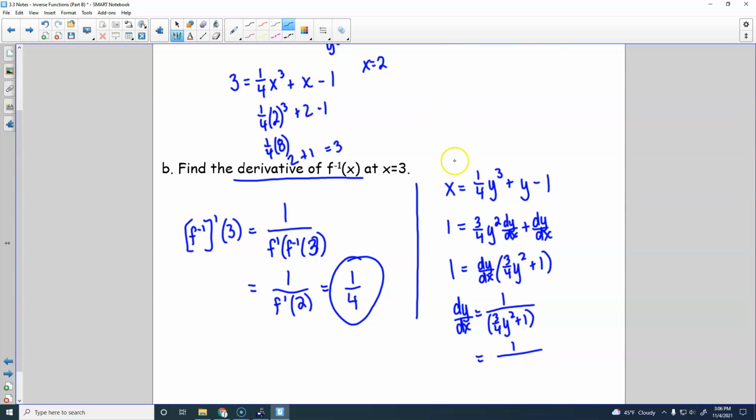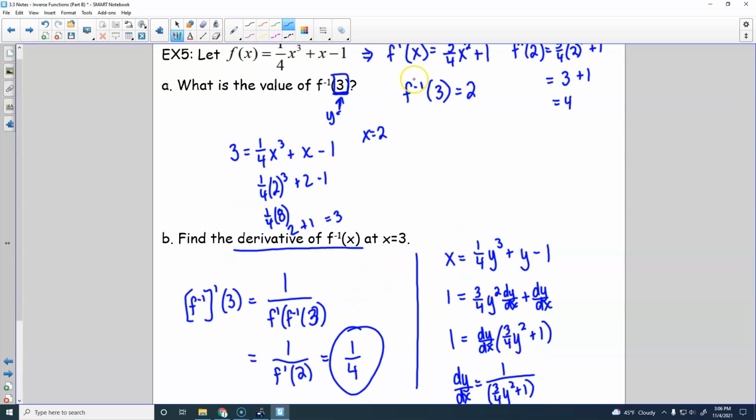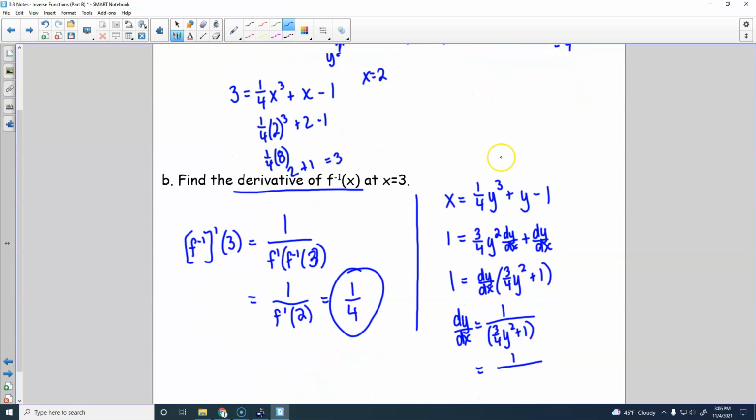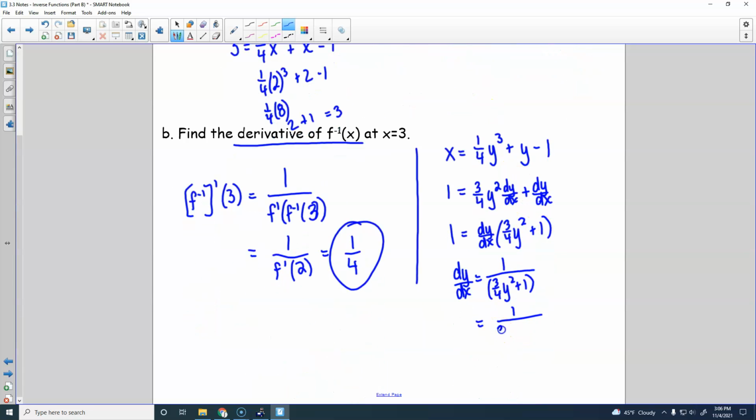Actually, you would not plug in 3 because there's no x in this equation. Our point here is (3, 2), so you plug in 2. So 3/4 times 2 squared plus 1 is going to be 1 over 3 plus 1, which also gives you 1/4. So it's up to you.